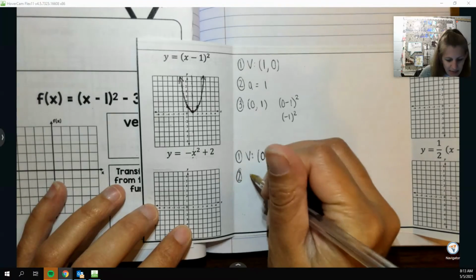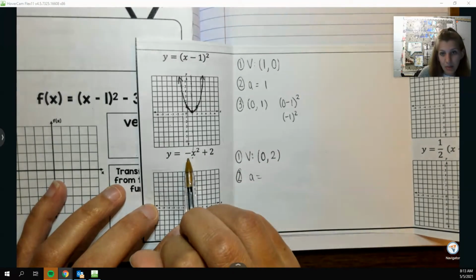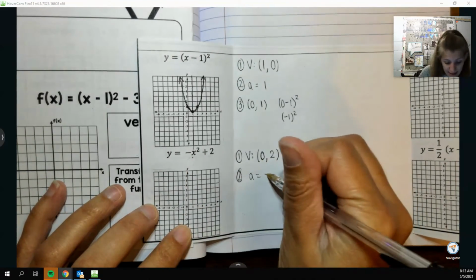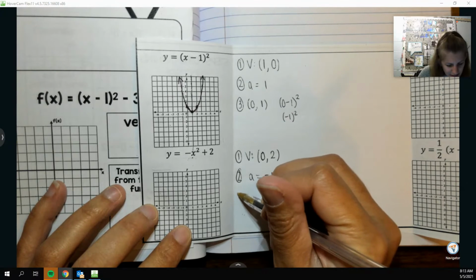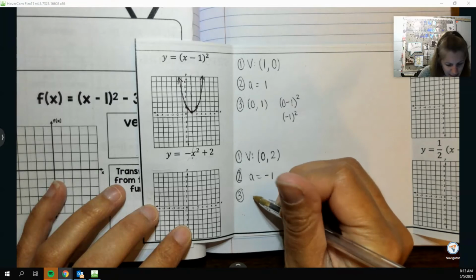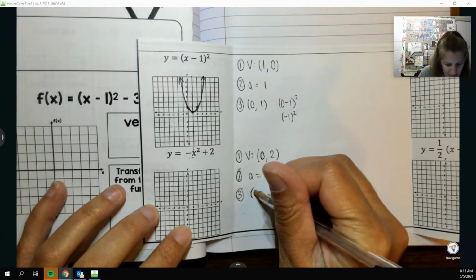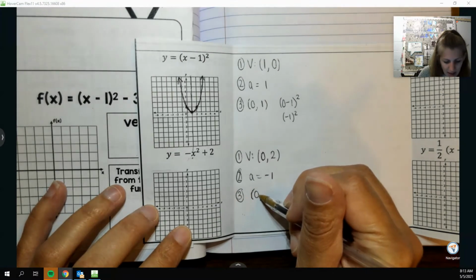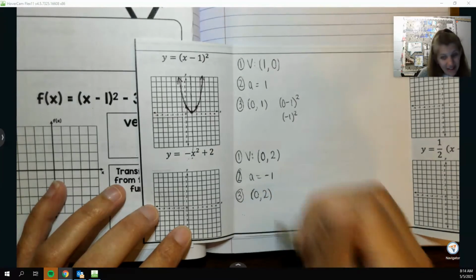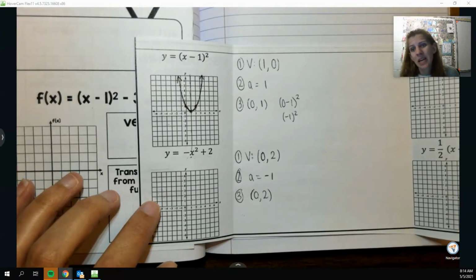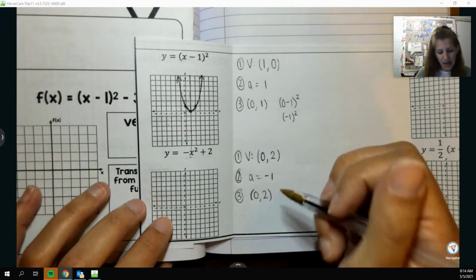The next thing I want to find is my slope, which is a number being multiplied in front, and that's a -1. And then last but not least, I want to find my y-intercept, but I think I already have it, because if I put 0 in place of x, I already have that here, and it's 2. So this one is going to be like the last one where I couldn't plot a whole bunch of points, but that's okay.